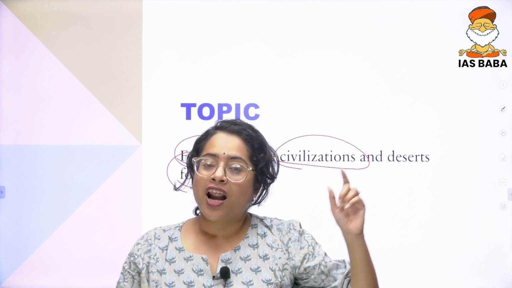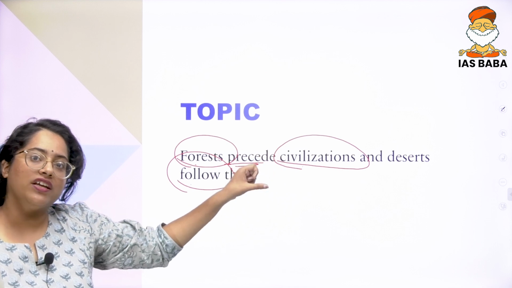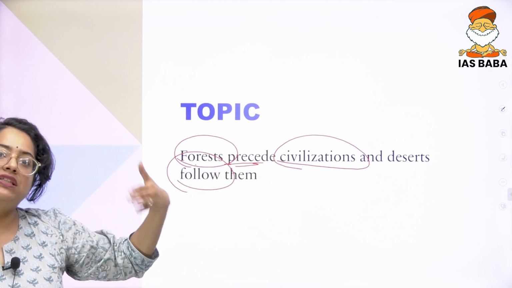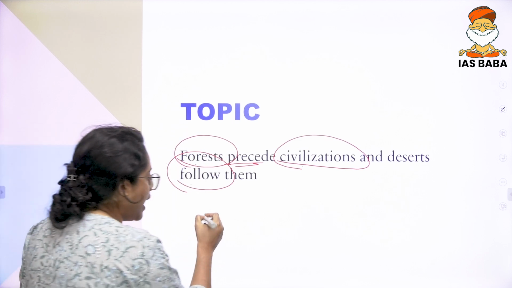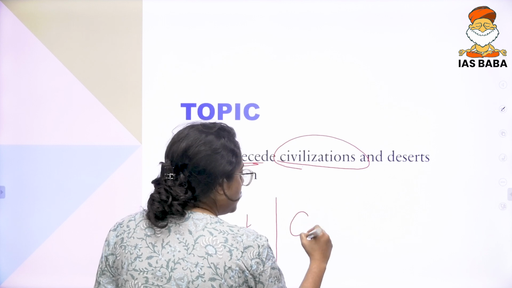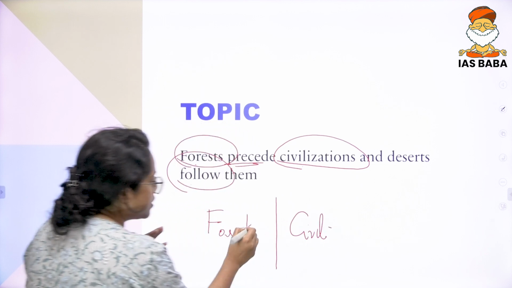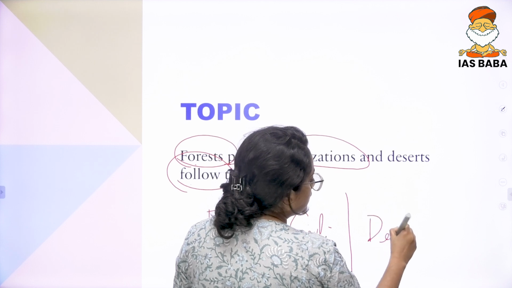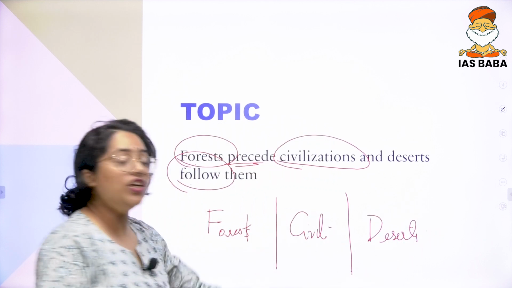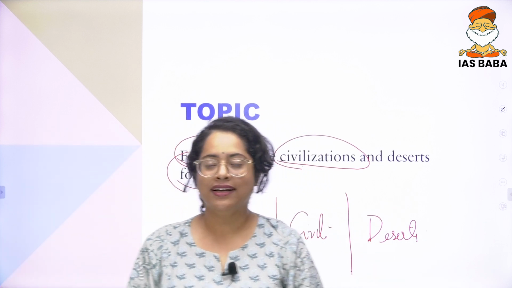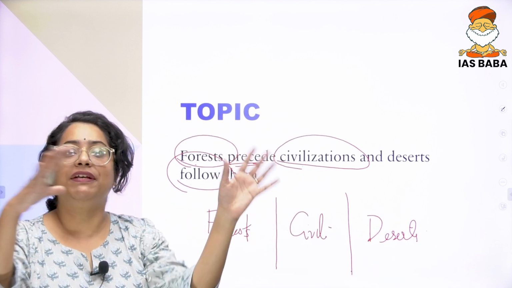Now that is ecological succession. What they're trying to tell us over here is another kind of succession actually. They're saying there is forest preceding civilization, which means the level that is there before civilization is a forest, and then after the civilization, you have deserts. This is what the topic is trying to say, which means this is also some kind of succession, but not a very happy succession, I would say.